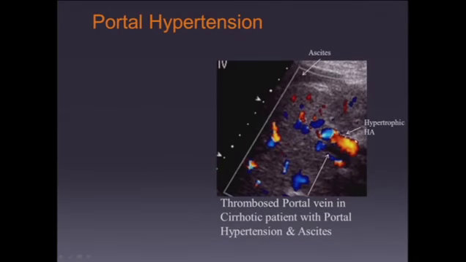Well, the pulsatile vessel is actually a hypertrophied hepatic artery. The tubular structure without flow is a thrombosed portal vein. And this patient has a number of features seen in portal hypertension, which we will go over in a little bit more detail.